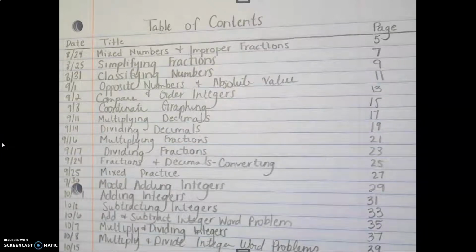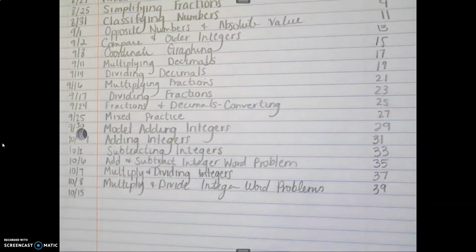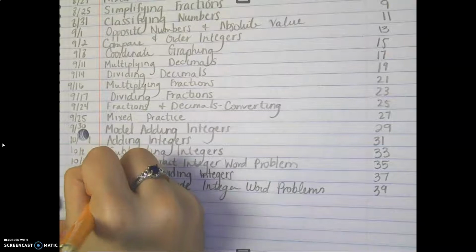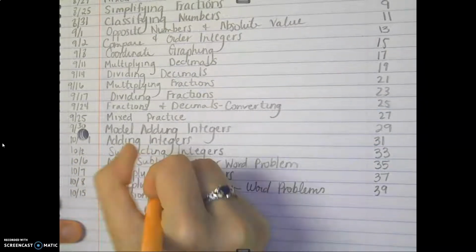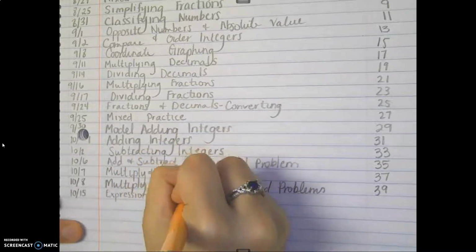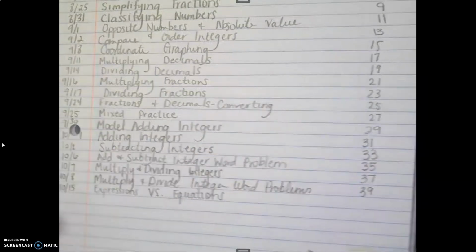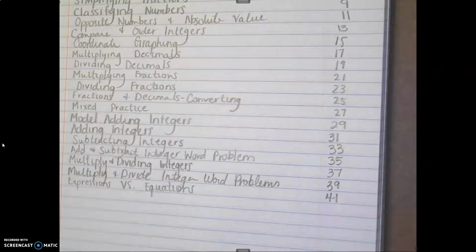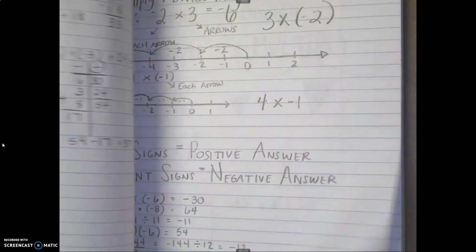Alright, so we're going to start off with our table of contents. So make sure you write this down. Today's date is the 15th. Today's topic is expression versus equation. So we're going to be looking at the two and the difference. And that is on page 41. So I'm going to turn to page 41.